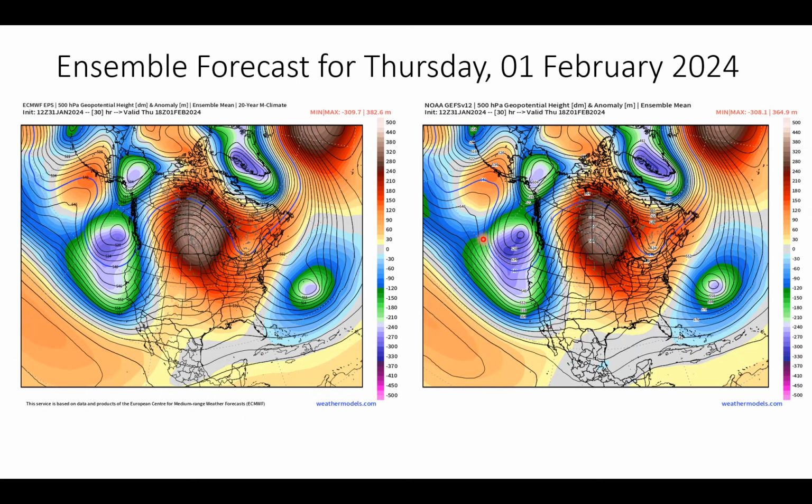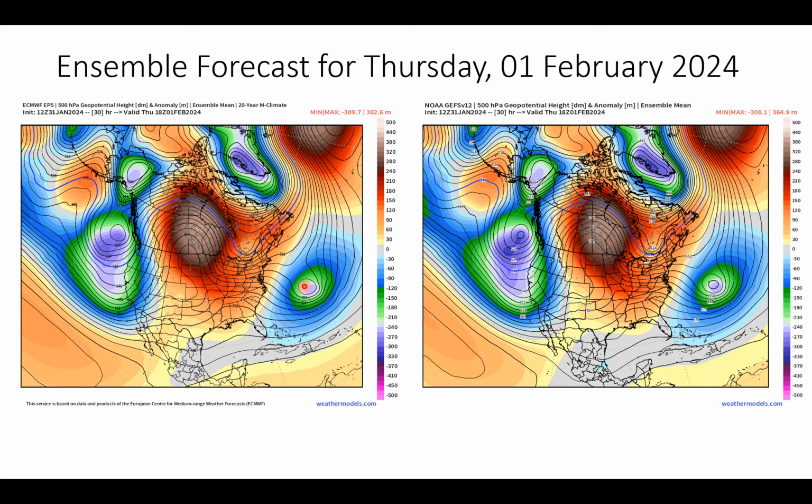All right, so now let's examine the 500 millibar height anomaly forecast. We'll start with Thursday, the 1st of February, 2024. Whenever you see the blue or the green coloring, that indicates lower than normal heights in the atmosphere at about 18,000 feet above the surface. Whenever you see the brown coloring, that's generally anomalously higher than normal heights, also up at 18,000 feet.